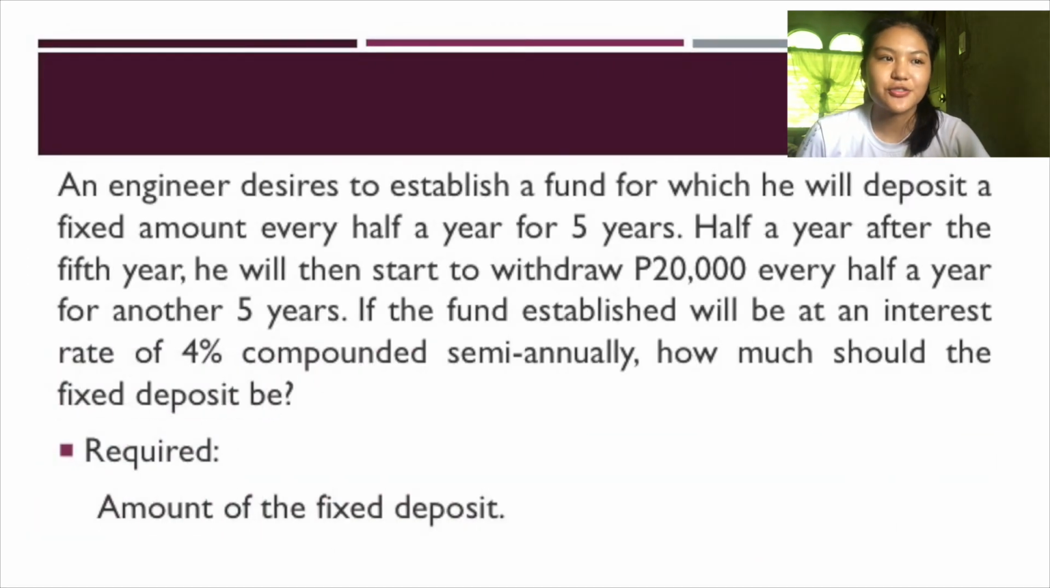An engineer desires to establish a fund for which he will deposit a fixed amount every half a year for 5 years. Half a year after the fifth year, he will then start to withdraw 20,000 pesos every half a year for another 5 years. If the fund established will be at an interest rate of 4% compounded semi-annually, how much should the fixed deposit be? The required is the amount of the fixed deposit.